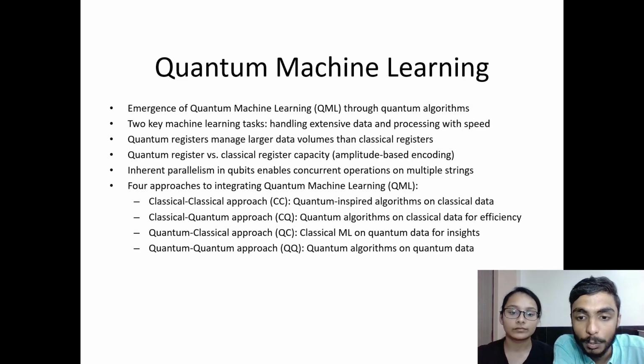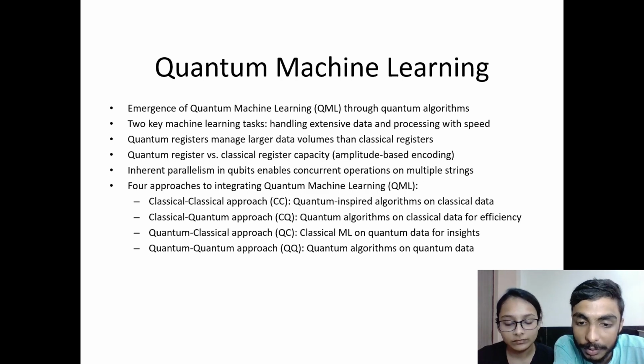Now, let's move on to quantum machine learning. This is when we use quantum tricks to make computers learn and solve problems. Machine learning is like teaching computers to do things without giving them exact instructions. There are four ways we can mix quantum tricks with machine learning. The first one is classical tricks with classical data. We use some quantum ideas to help regular computers handle normal data.